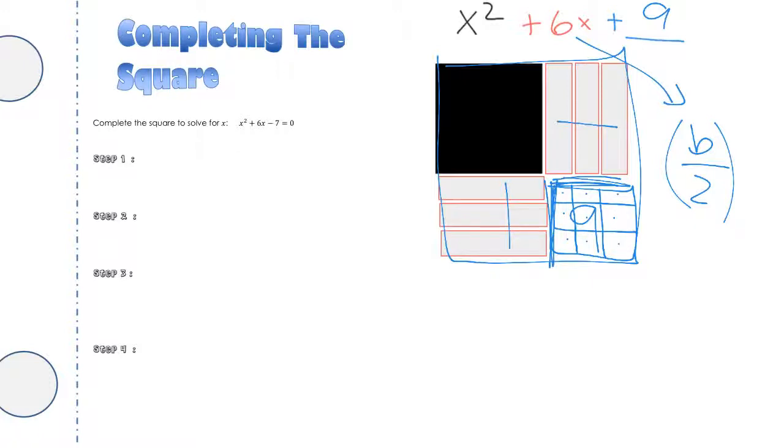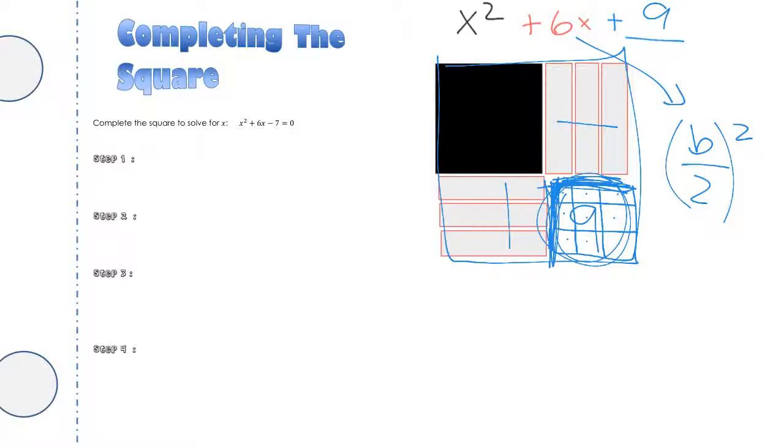So this is 3 by 3, so 6 divided by 2 is 3. And then I just multiply that by itself. 3 times 3 is 9, to find out how many pieces I need to fill that square. So to complete the square, we just do the middle term divided by 2 squared.